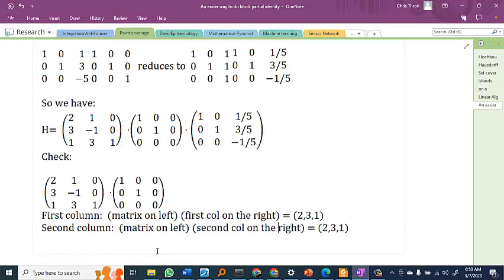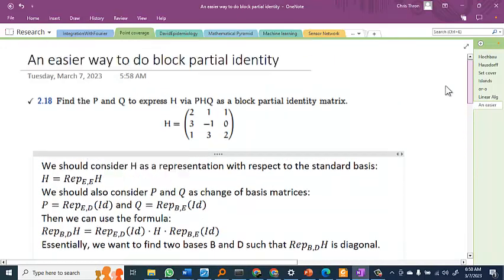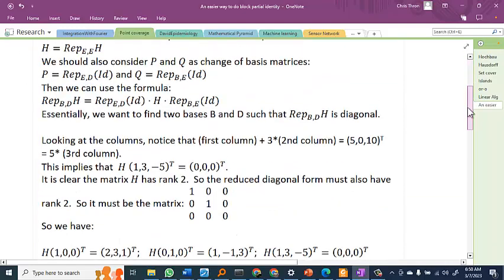And that's going to be 1, minus 1, 3. Now this is great, because remember, what I want is this final result: 2, 3, 1, 1, minus 1, 3. I already got my first two columns all set. What about the third column?